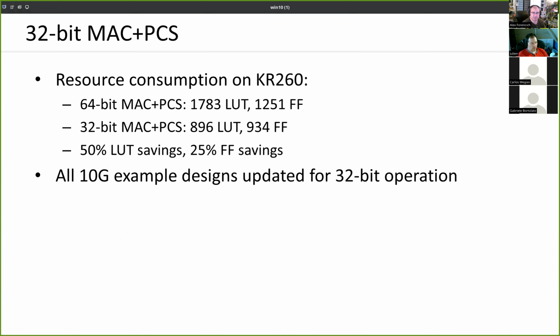I do have a couple of numbers here for the 32-bit MAC and PCS, comparing the 64-bit versus the 32-bit. I think these are both the low latency variant. And basically, it's a 50% LUT savings and a 25% flip-flop savings over the 64-bit version. So that's a pretty significant reduction in the overall footprint. Obviously, the trade-off is that you're running at 322 megahertz instead of 161 or 156. So definitely a useful optimization option to have.